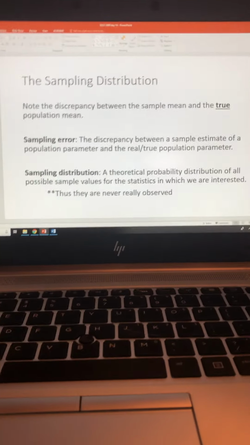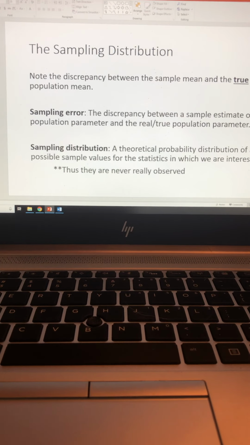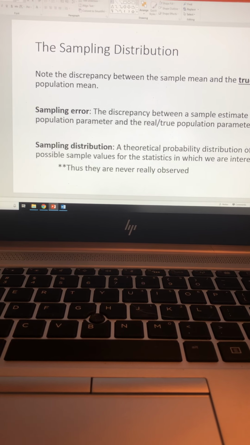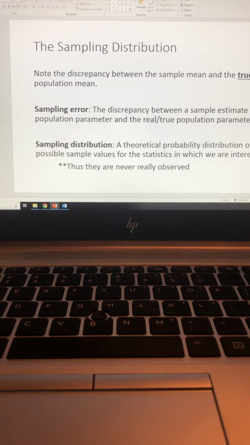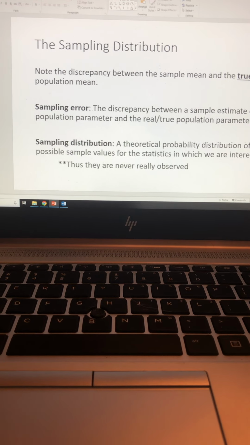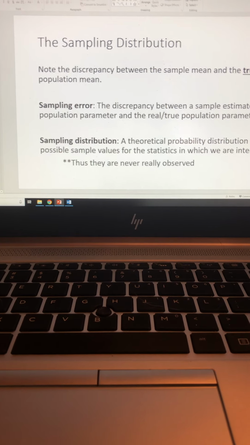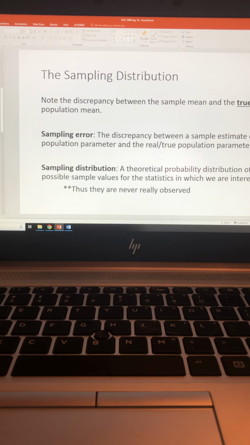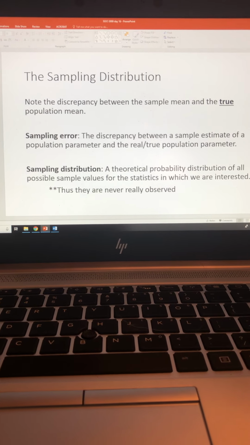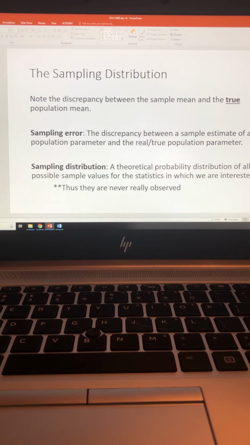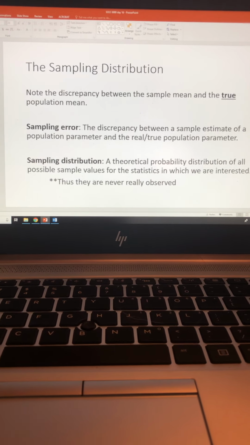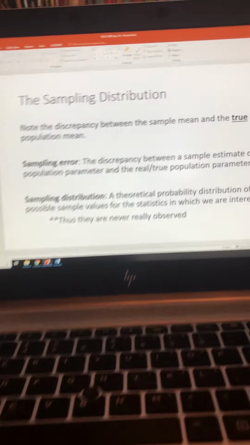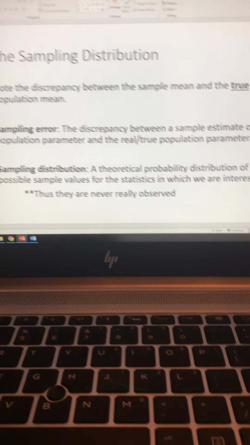Okay, so sampling distribution. The key to all this is to understand that there is a true number in the population that we're always trying to estimate. For example, in the United States, there's 328 million people, say 330 million people, and there is an average height out there. We could measure the height of all 330 million people, add them all up and divide by 330 million, but typically we don't do that. We collect samples. So we're always trying to estimate this true population mean that's out there.